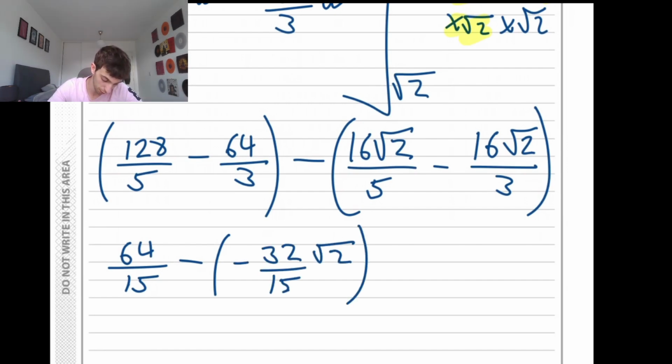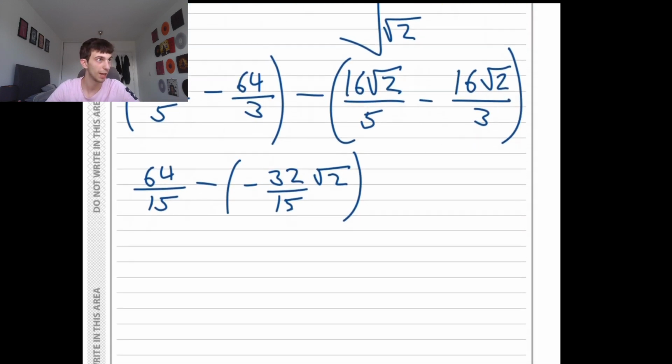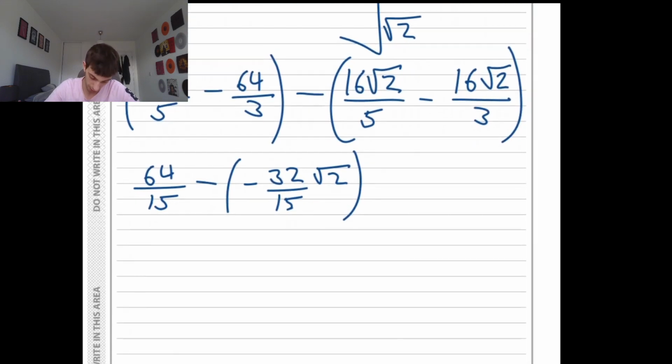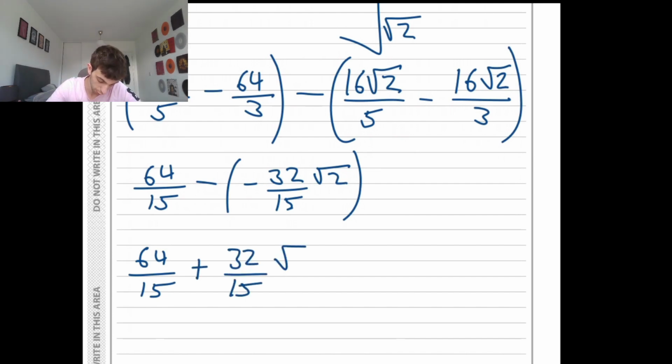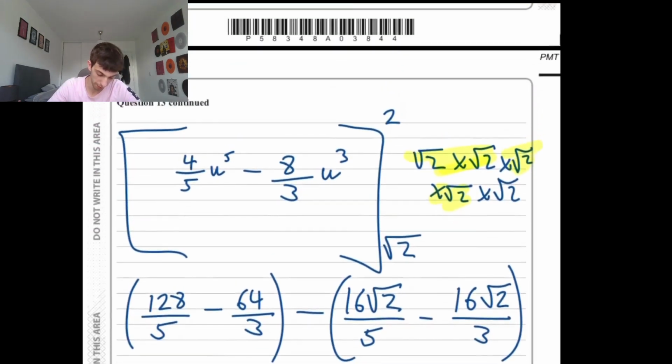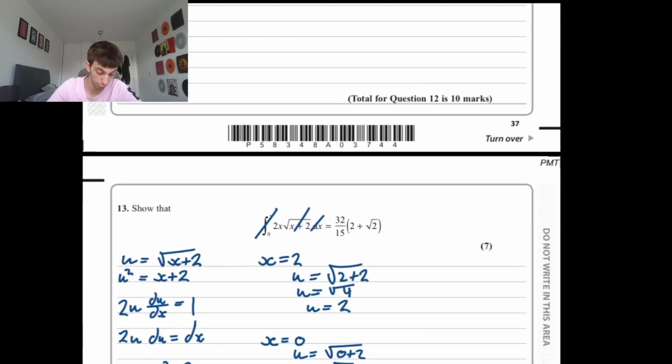You see I was very careful to redraw my brackets in. So we have minus minus. You don't want to get those signs mixed up in these kind of questions. So we have 64 over 15 minus minus. So that's going to be plus. So we have plus 32 over 15 root 2. Okay, nothing bad there.